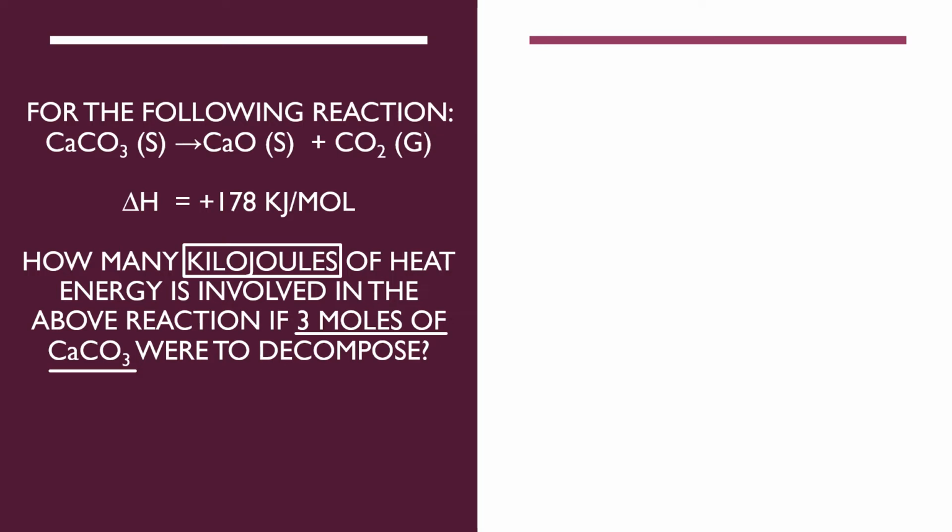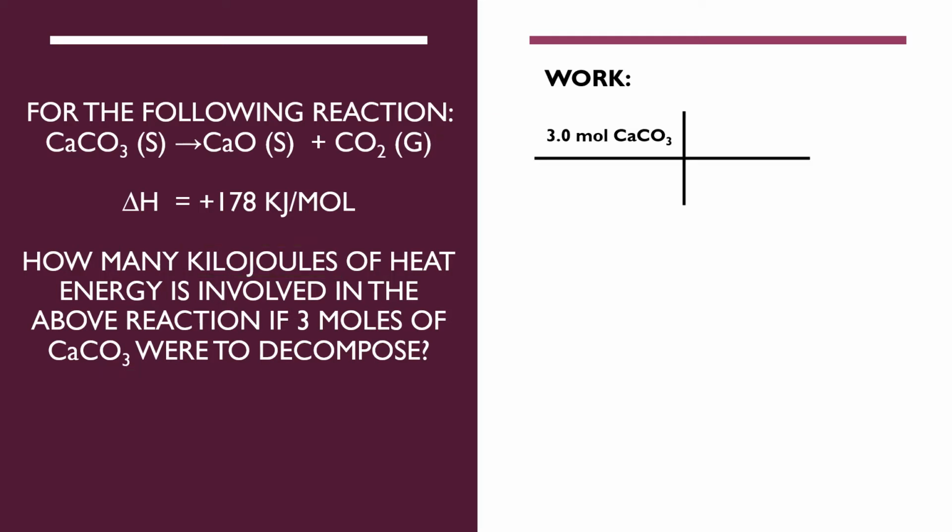We're going to start with our 3 moles of calcium carbonate, and the goal is to convert from moles to kilojoules of heat energy. Now, in order to do this, we're going to have to utilize the information given for our delta H value. So that delta H is our enthalpy, and that represents the heat that's transferred in our reaction. The sign in front of my delta H value is positive, which means that this is an endothermic process and that the heat is absorbed on the reactant side.